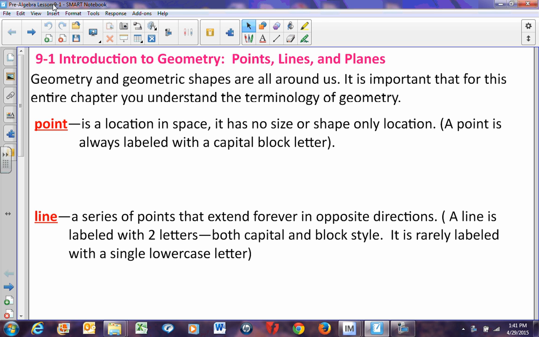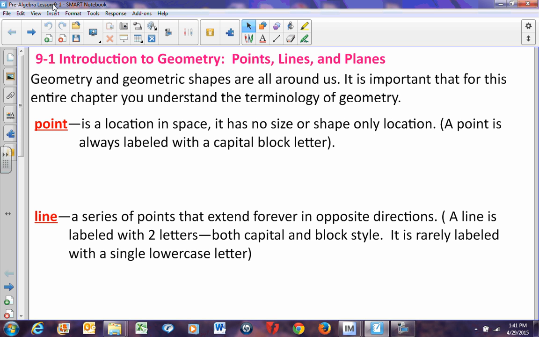Now, there are three words in geometry that aren't really defined. They are more like explained, but they don't have a definitive definition. Those are point, line, and plane. A point is a location in space. It has no size or shape. It is simply a location.